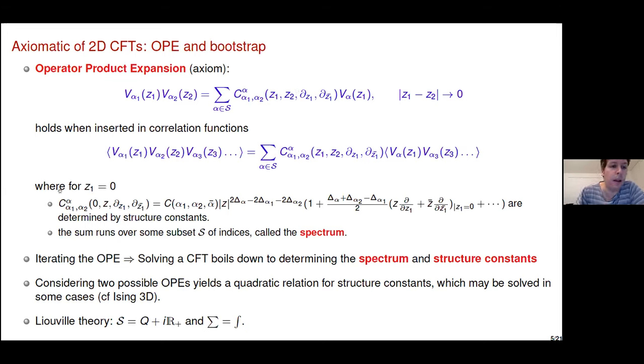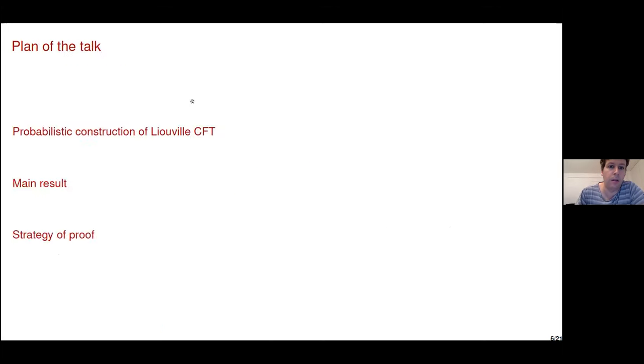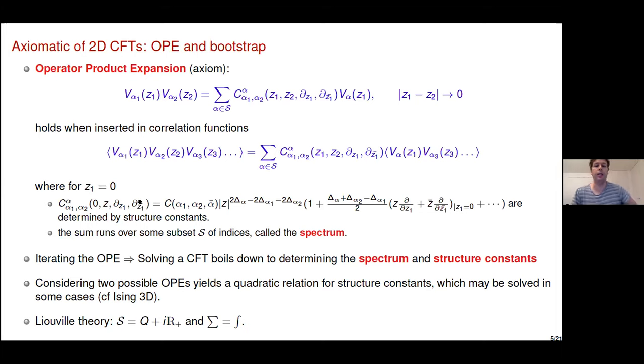And when you have this, I wrote it down for Z1 equals zero. So here you see an expression of what it looks like. It's an infinite series, which depends on the points Z, and on the differential operators. And it depends also on the parameters alpha, alpha 1, alpha 2 through the conformal weights that I introduced just before. So this operator product expansion depends on the model through this structure constant you see here, C alpha 1, alpha 2, alpha bar, times an infinite series in differential operators, and this doesn't depend on the model. It's intrinsic to all conformal field theories. It only depends on what is called the central charge of the model.